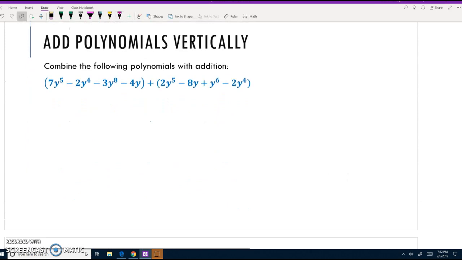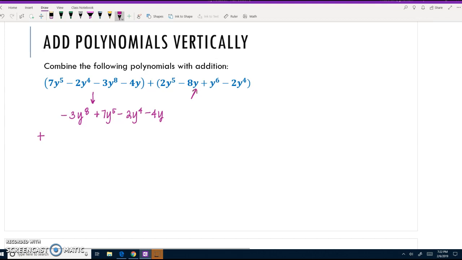In your next note section, what you have is a slide that asks you to combine them vertically. Some people prefer addition vertically so they can see very clearly which terms are going together. So when I do this operation vertically instead of horizontally, I'm going to write out my first polynomial. Again, I'm going to put it in standard form first. So this one is going to be negative 3y to the 8th plus 7y to the 5th minus 2y to the 4th minus 4y. And then I'm going to add this polynomial over here, and I'm going to copy that down.